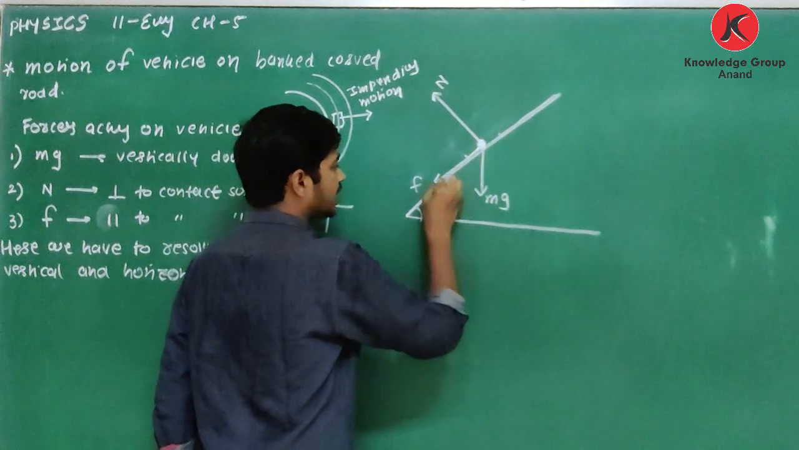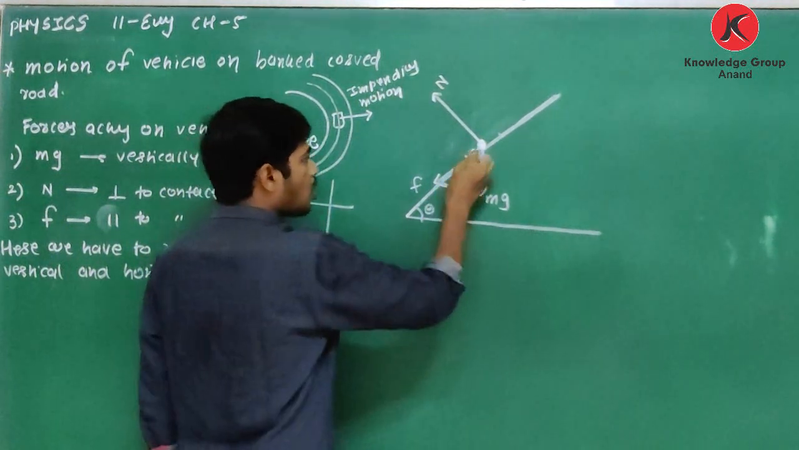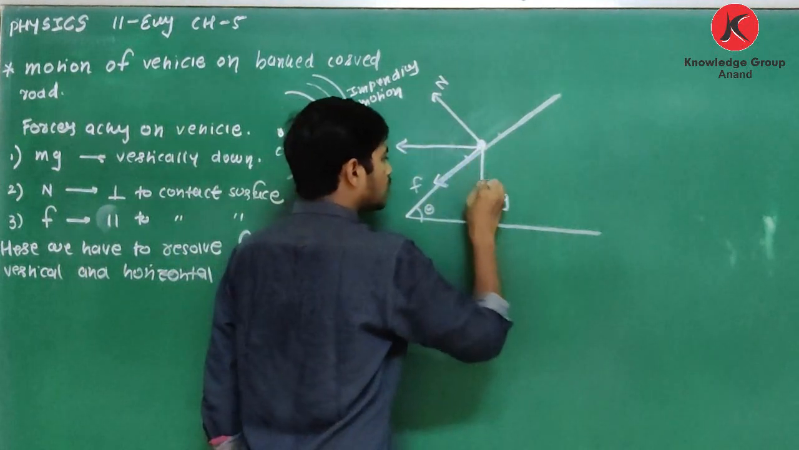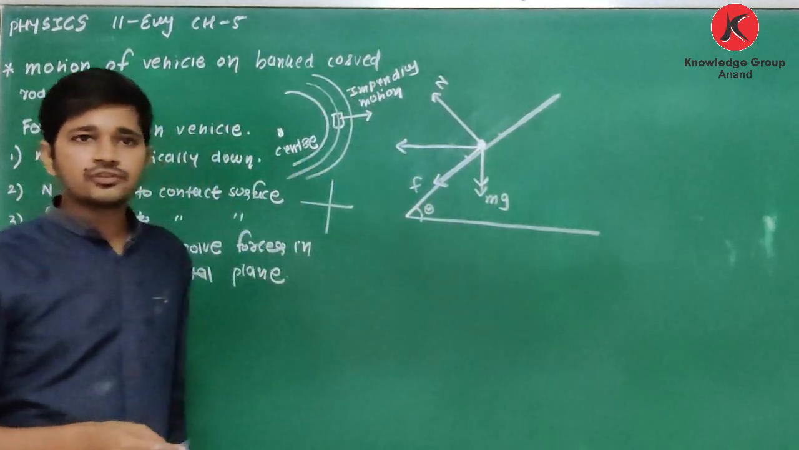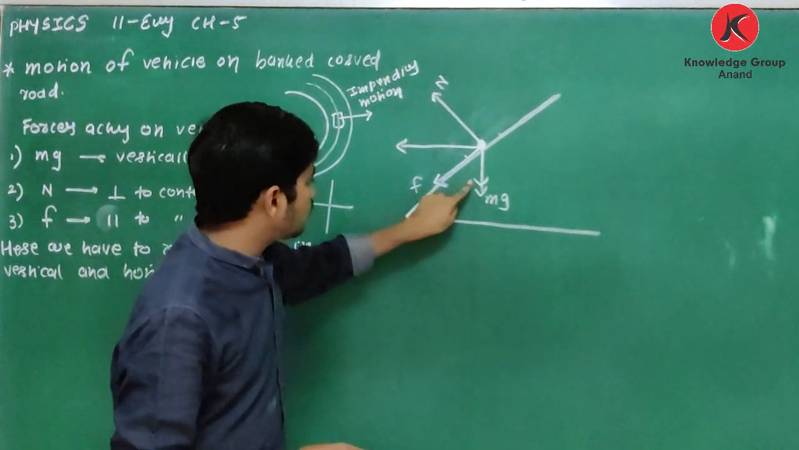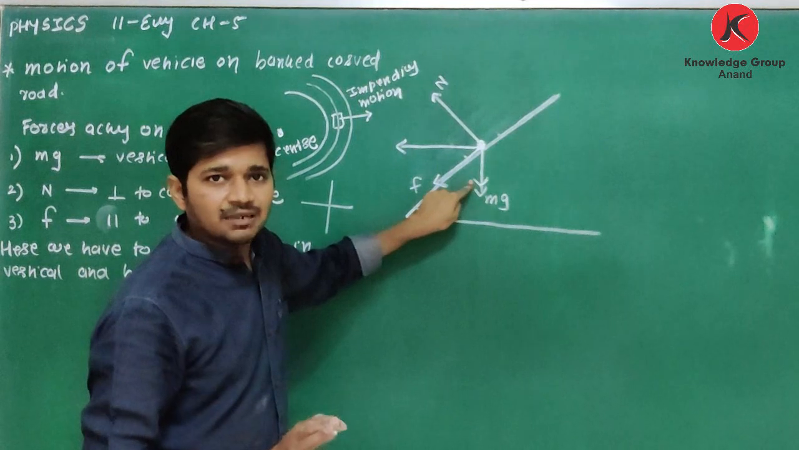F is in this direction. So how to resolve F? One in horizontal direction and one in vertical direction, in vertical plane. Clear about this?